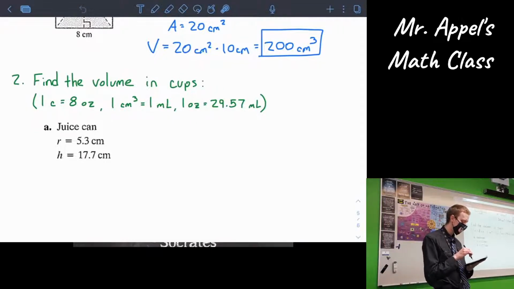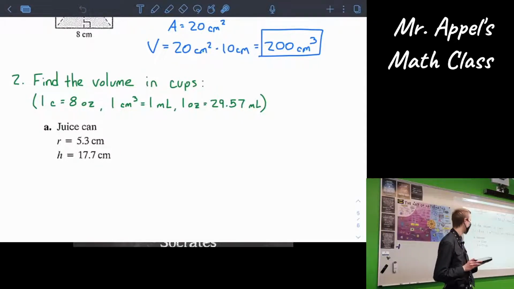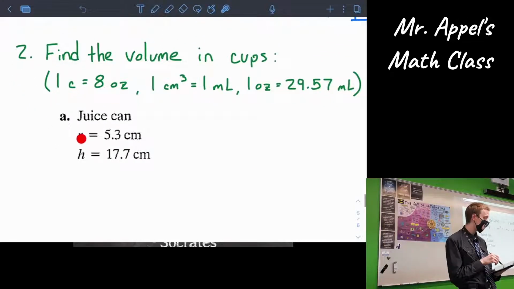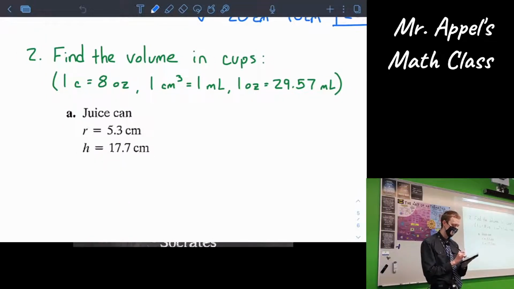So, step 1, what shape are we dealing with? A cylinder, he's very sure. What clued you into cylinder? It's a can. Most cans are cylindrical in shape, right? We can also tell because they gave us a radius and a height. That's a good sign that we're dealing with at least a cylinder or a cone, right? Yeah, so it's a cylinder. So a quick sketch here of a cylinder, just so we get an idea.